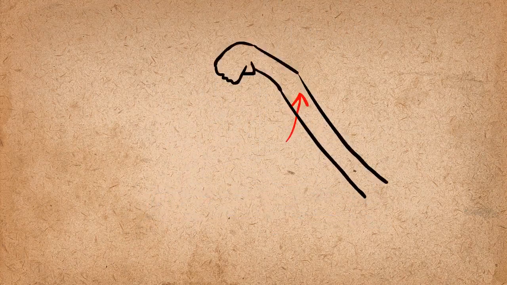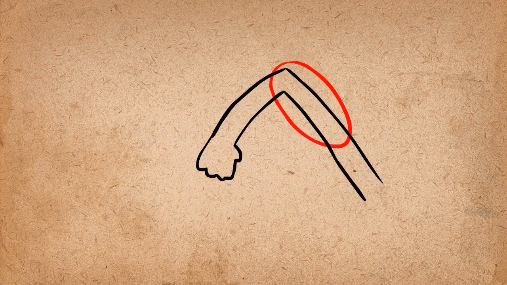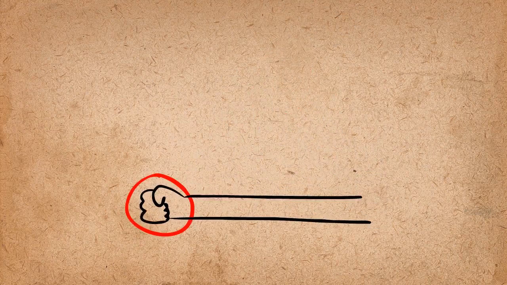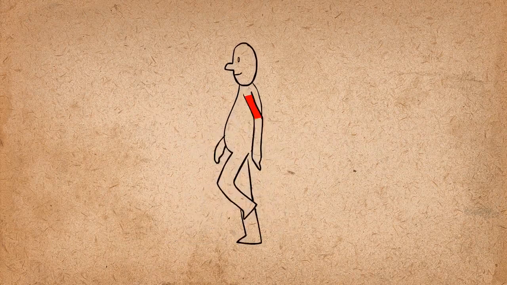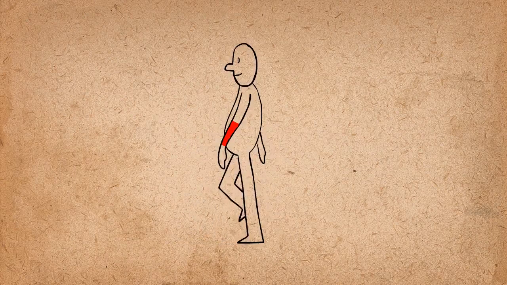Have the elbows lead the arm's actions. The elbow comes first, followed by the forearm, and then the hand. This is true even when walking. The forearms drag slightly behind the elbows, and the hands drag slightly behind the forearms.